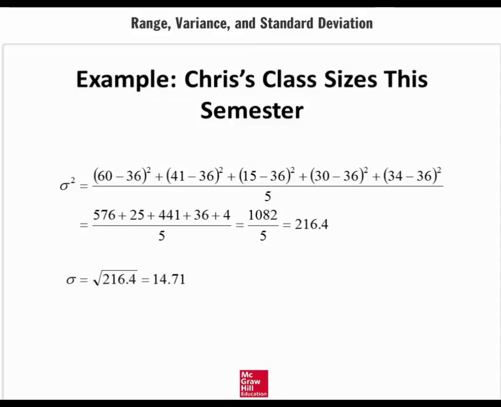To find the variance, we subtract the population mean of 36 from each data point and square the results. We then add those values together for a total of 1,082. Since this is a population, we divide by the population size of 5 to obtain a variance of 216.4. The population standard deviation is just the square root of 216.4, or 14.71.